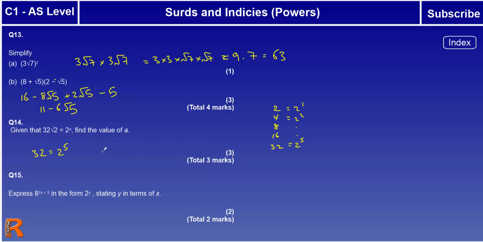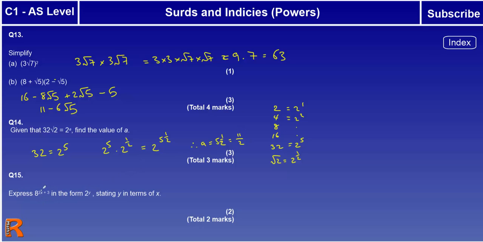Okay, and we're timesing that by root 2, and root 2 is 2 to the power of a half. So we're doing 2 to the power of 5 times 2 to the power of a half, and when we times powers we add them, so we get 2 to the power of 5 and a half. Okay, so a equals 5 and a half, or probably better to write it as a top heavy fraction, so we end up with 11 over 2.